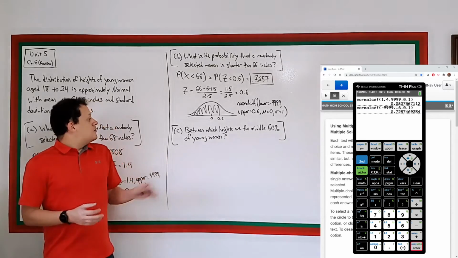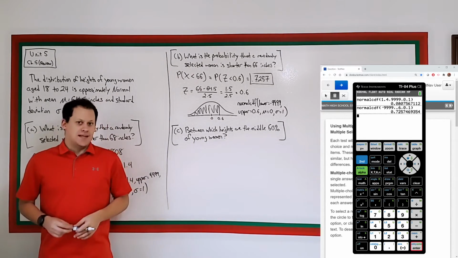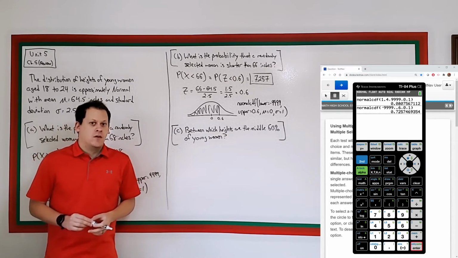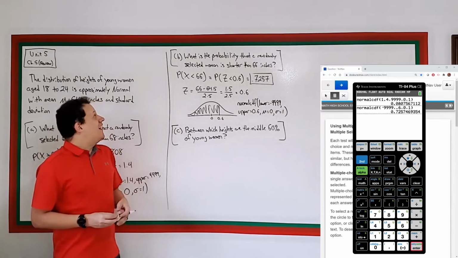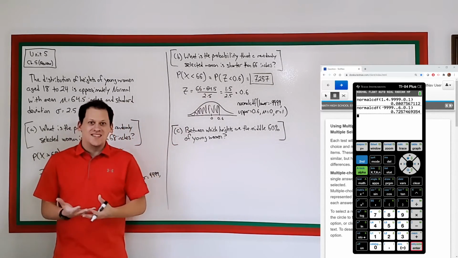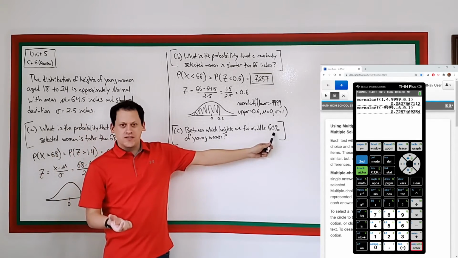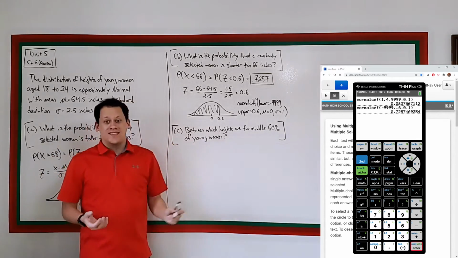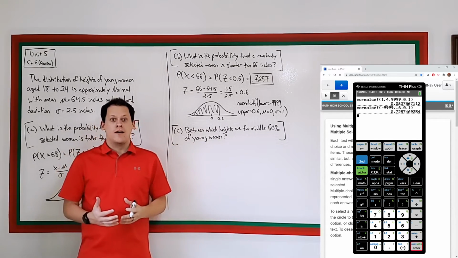Part C. Between which heights are the middle 60% of young women? This is obviously a different question. It doesn't have the word probability in there because we already have the probability part of the question. We actually want the heights themselves. The x values are what we're looking for.